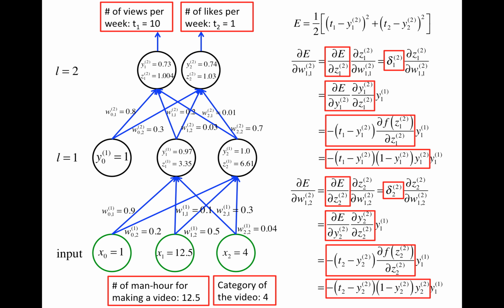It's important. So now let's evaluate the derivative of the error E with respect to the weights W for our very simple neural network.